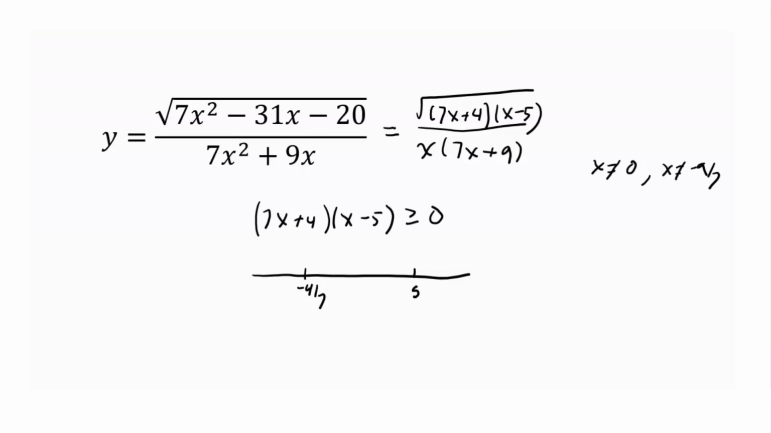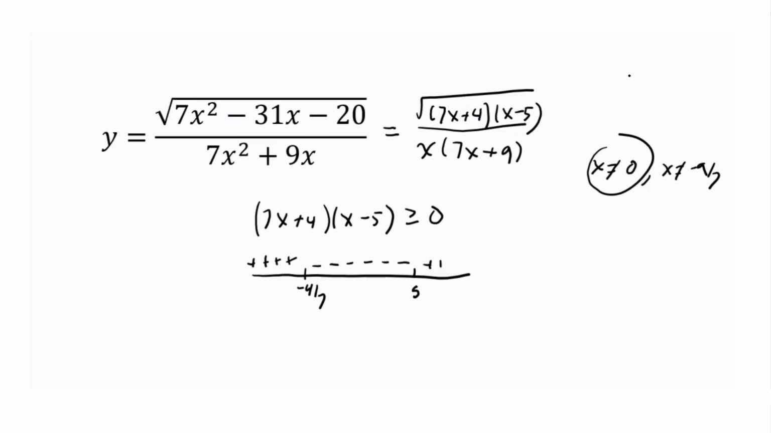So for good test points, let's pick negative 1 as a test point to the left of negative 4/7. That would give me a negative times a negative, or positive. A good test point between negative 4/7 and 5 would be 0. Well, we already know that x can't be equal to 0, so let's choose 1 instead. If I plug in 1, I would get a positive times a negative, so I would get negative. And then choose a point bigger than 5. Let's choose 6. I would get a positive times a positive.